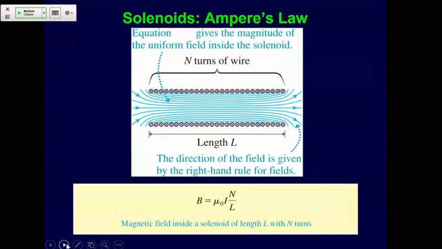And this is the same slide we showed before. So again, this is sort of the end result. We can show this using Ampere's law. It's the easiest way to show the magnetic field from a solenoid.